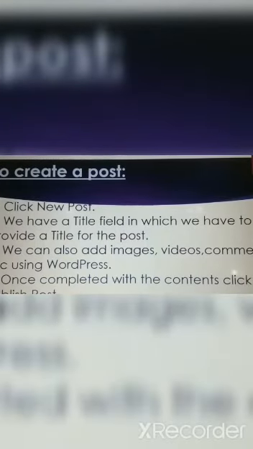Next, if we want to create a post, again we have a few steps. First step is click new post. Second, we have a title field in which we have to provide a title for the post, for example what particular topic the post is about. For example, if it is related to an annual function or a science exhibition or any other topic, whatever its name will be, we require the title of that particular post here.